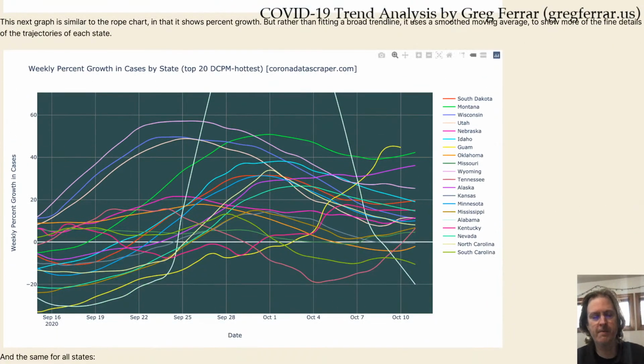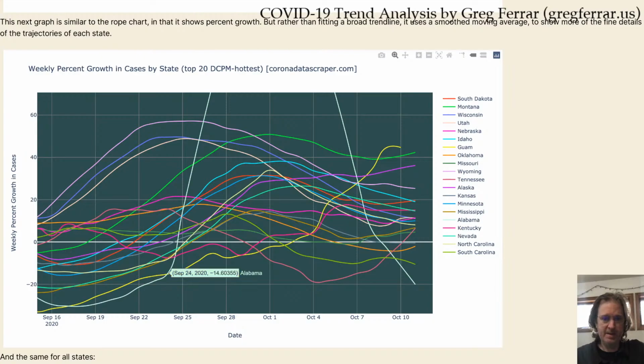So this, again, one of my favorite graphs, takes just the hottest in total cases and says, where are they headed? You can see things were a lot better in mid-September. Most of the current hottest states were shrinking. They were below that thick yellow horizontal line, the zero line. Back in September, they were shrinking. And then things went to hell.